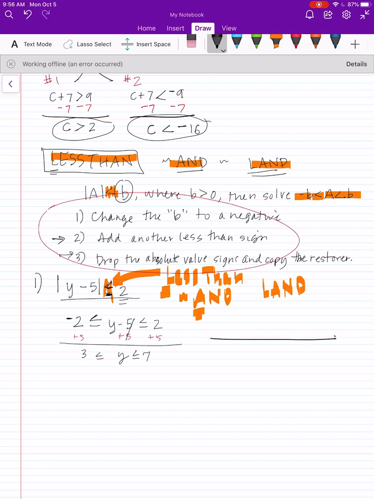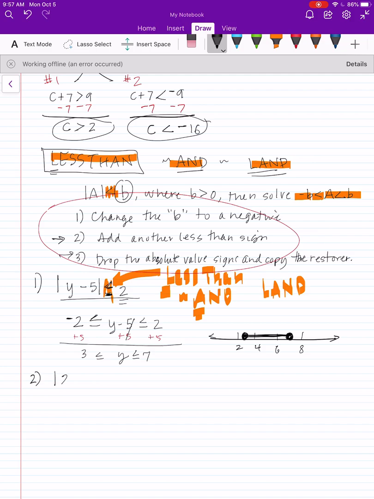So if you were to graph this, and again, I'm not real concerned with graphing because you guys are pretty good at it, but what you're going to do is have a closed circle at 3. You would have a closed circle at 7. And you graph everything in between. So like that. A land, a less than, an and. Okay? So again, this only happens with absolute value inequalities.